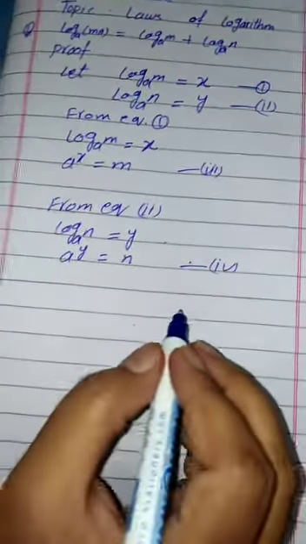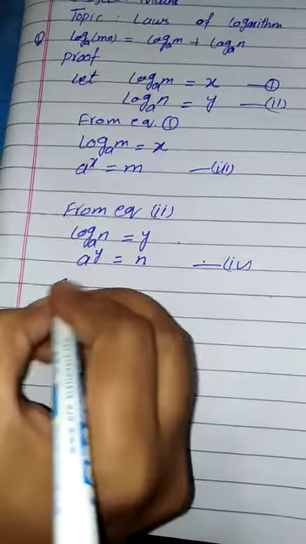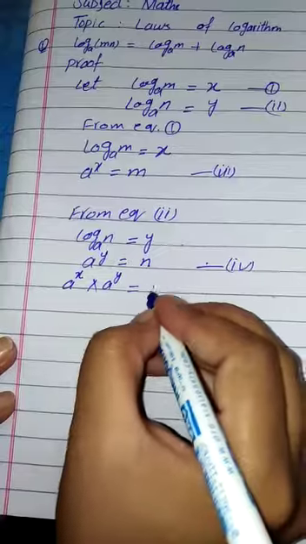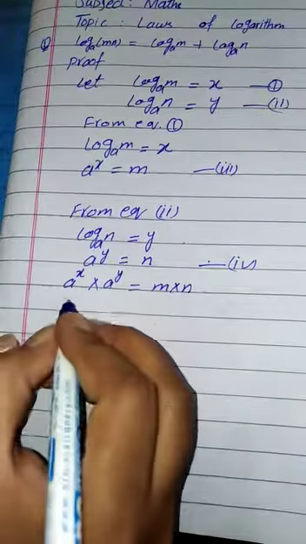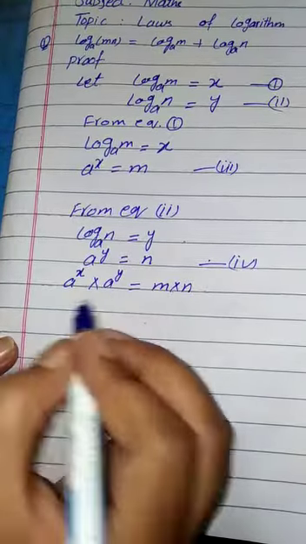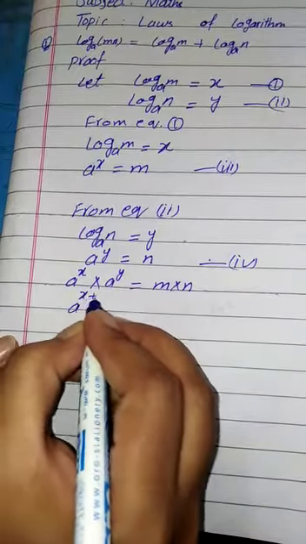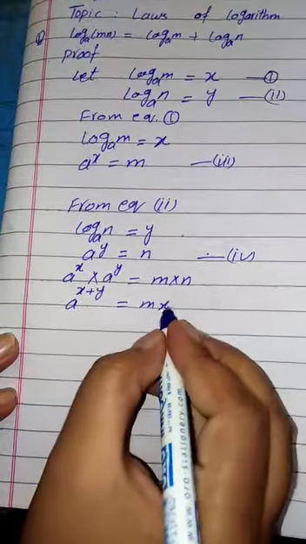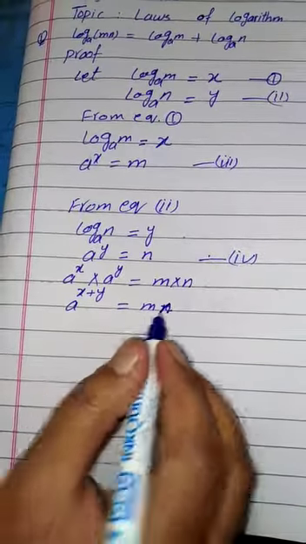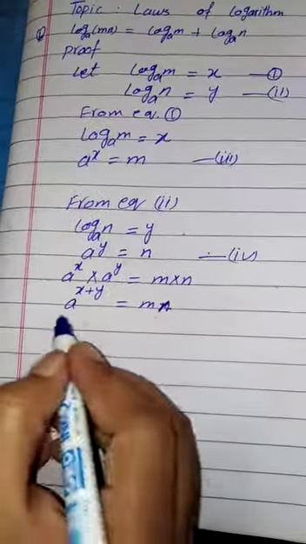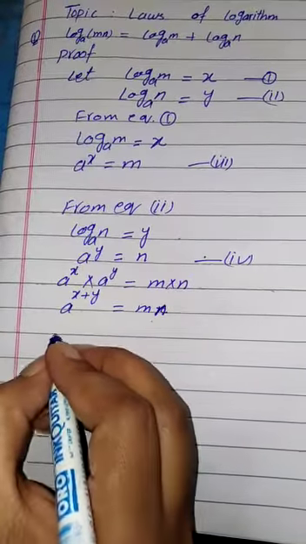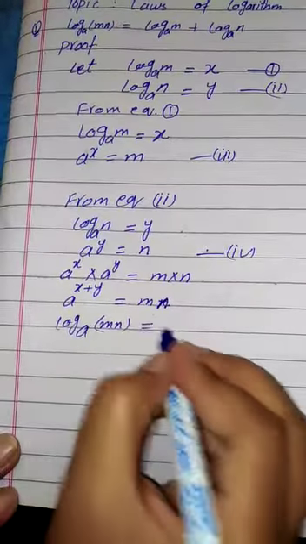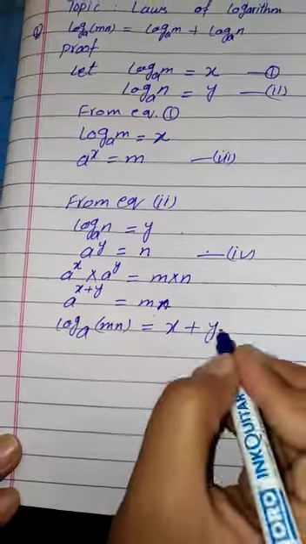Now multiply equation number 3 and equation number 4. A power x multiply a power y is equals to m multiplied by n. When base is same, the power is added. A power x plus y is equals to mn. Write this expression in logarithm form. Log mn with base a is equals to x plus y.